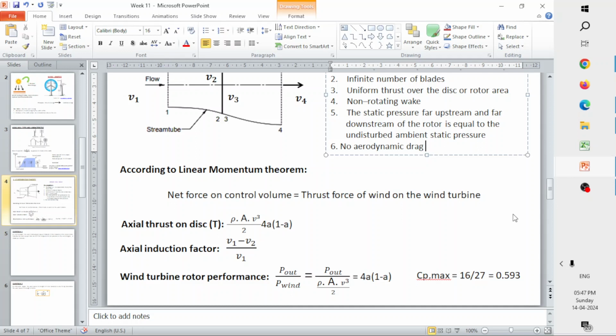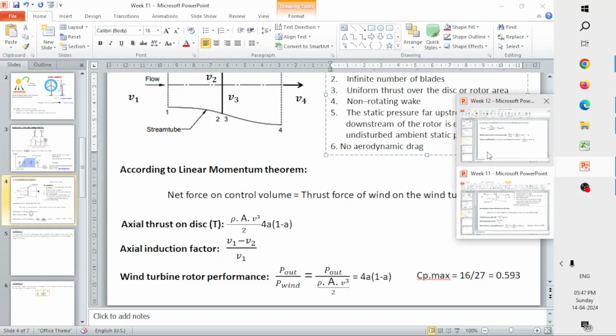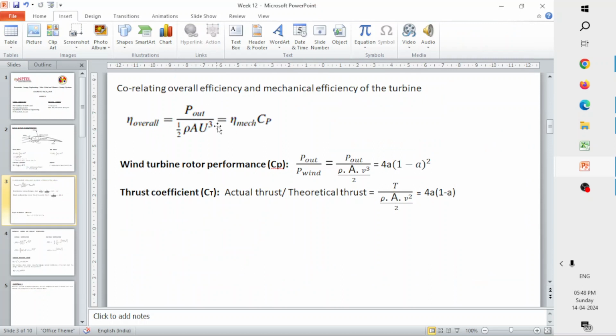So we have to actually account for these losses also. For that, we relate the overall efficiency with your mechanical efficiency. So that's what is given here. Your overall efficiency is nothing but P out divided by half rho A U cube. This is also called Cp, but this Cp you have to multiply with the mechanical efficiency of the rotor or the turbine. Then only you will be able to accommodate for all the losses.